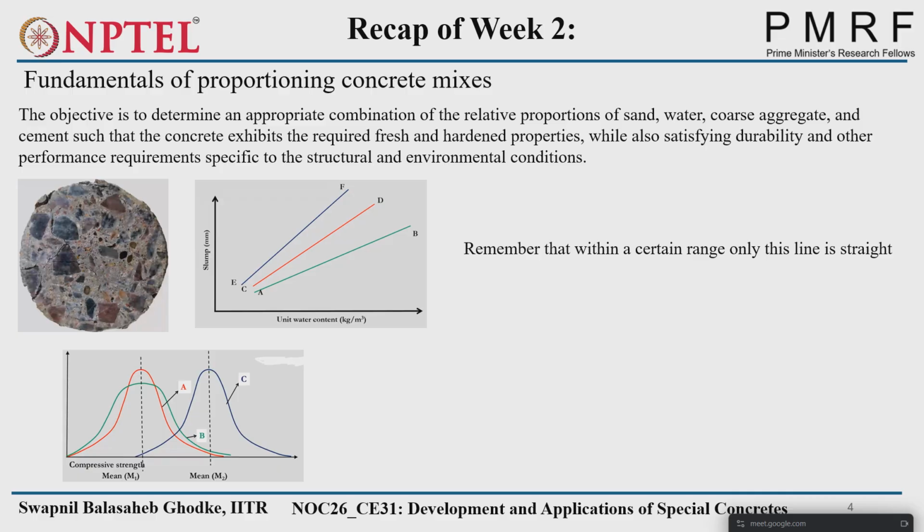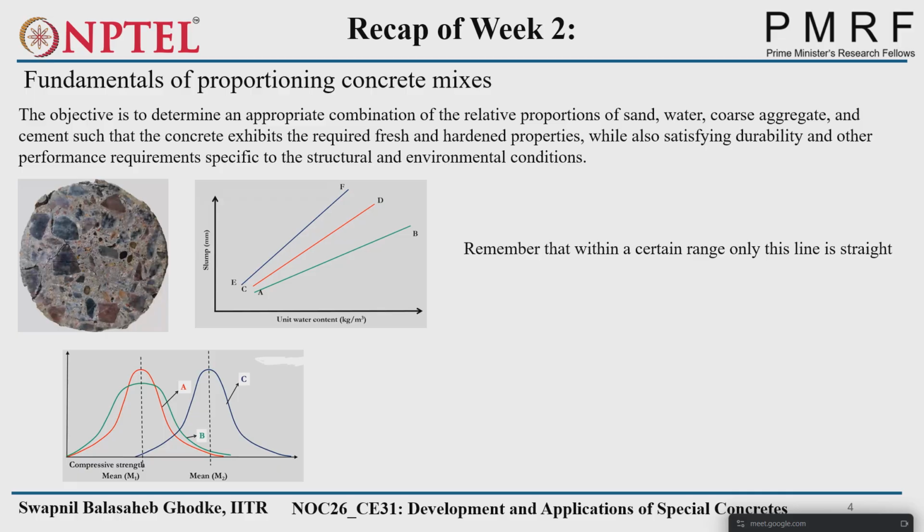Yes, that will differ. What about A and C? The standard deviation will be the same in the two plots, but the mean strength differs. Why? Here it is M1 and here it is M2. The mean strengths are different, and it is visible as well. So what does it indicate? A higher mean strength, M2, indicates that the water cement ratio may be less compared to this mix. Because of that, it shows higher strength, right?